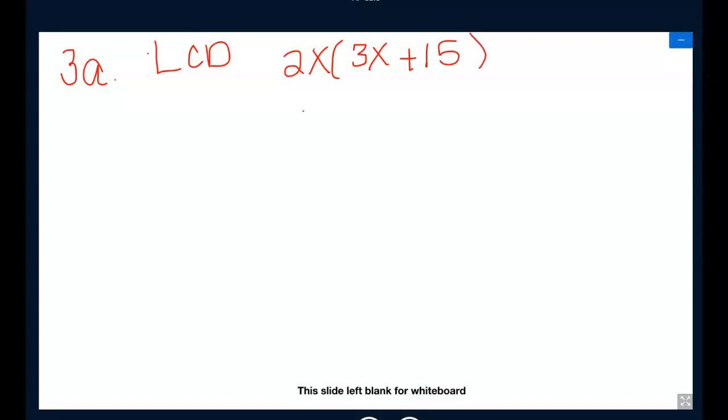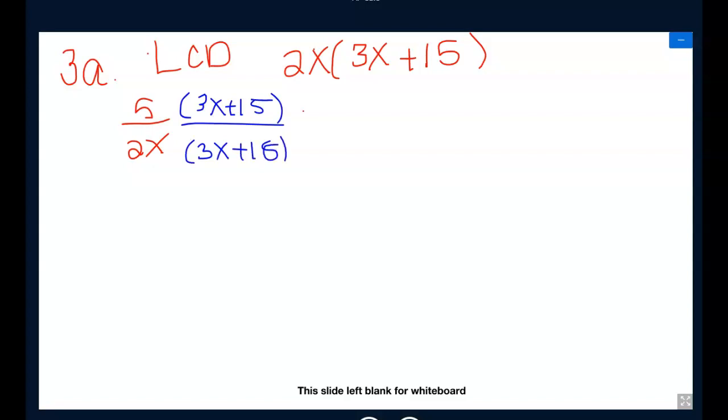So once you have a least common denominator, you have to multiply both sides by that LCD so that you can combine like terms. So you have 5 over 2x. Out of the LCD, this part needs the 3x plus 15. And then you're subtracting that 5 over 3x plus 15. So this part needs the 2x.